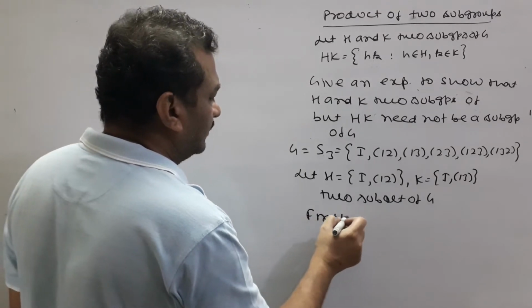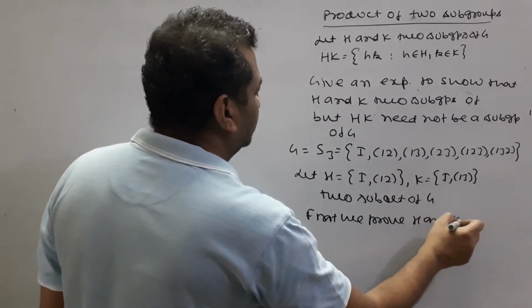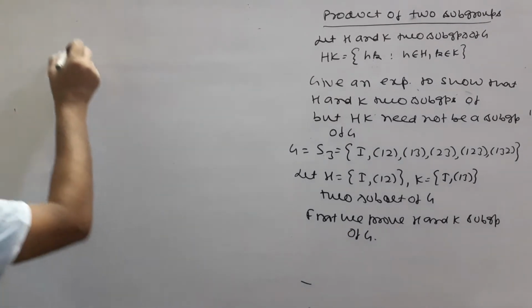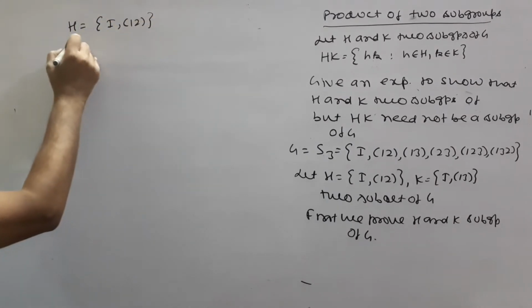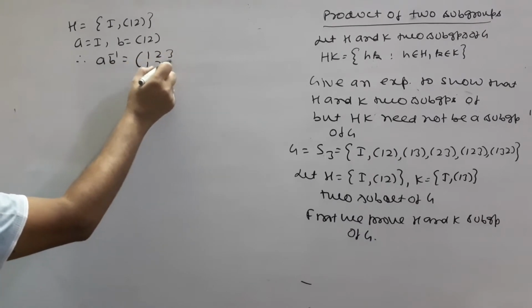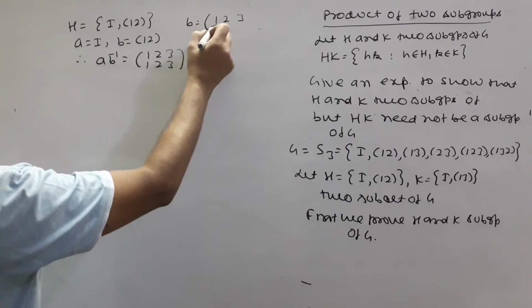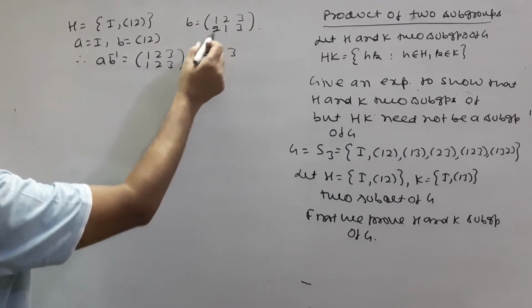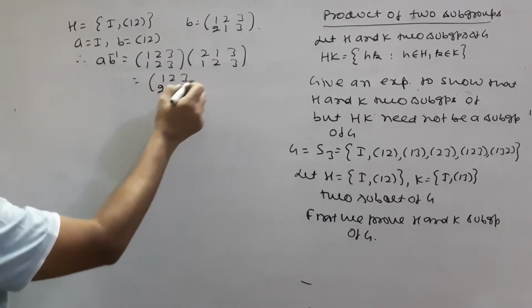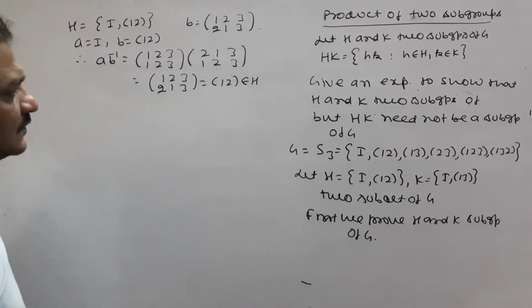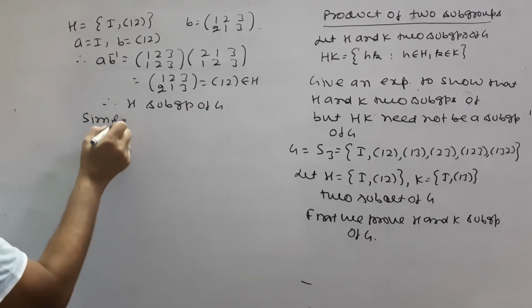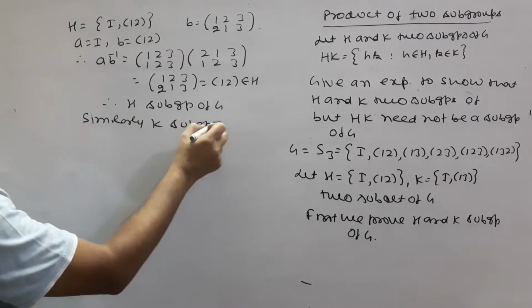First we prove H and K are subgroups of G. First we prove H is a subgroup of G. H = {I, (1 2)}. Take a, b in H; a b inverse, what is it? The same, I. And b = (1 2): 1 goes to 2, 2 goes to 1, 3 goes to 3. So this belongs to H. So H is a subgroup of G. Similarly, K is also a subgroup of G.